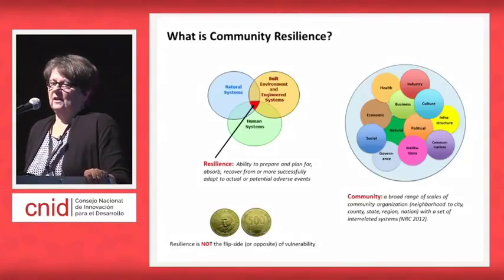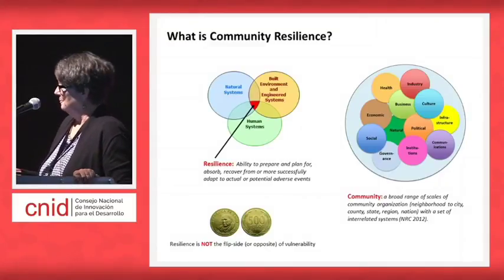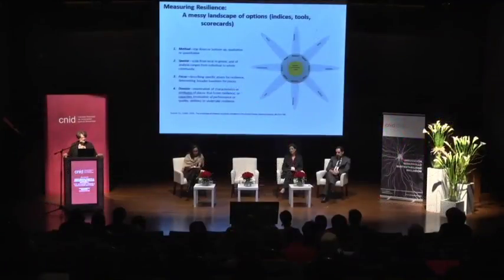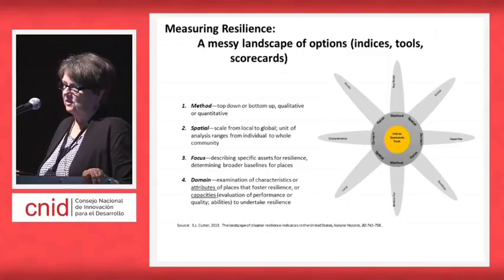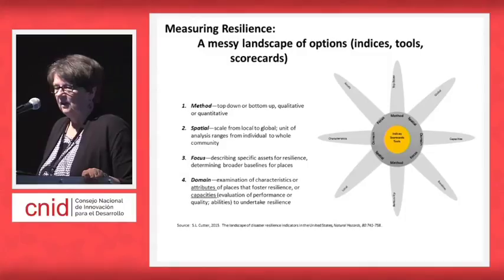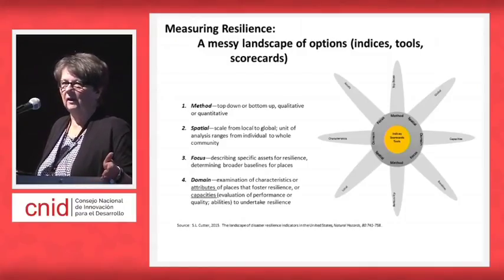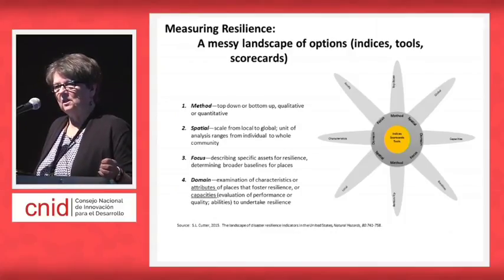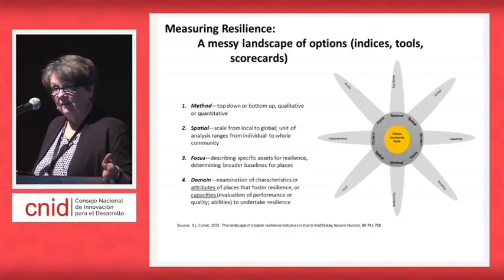The measurement of resilience is a very messy landscape, and it includes lots of different indices and tools and scorecards. And depending on which resilience measure you look at, you're going to get a very different story. Some are top-down approaches. What we heard mostly today were bottom-up type approaches. Some are qualitative, some are quantitative. Spatial scales run from everything from a local neighborhood to a whole community, to a whole nation, to a whole continent. Some have a particular focus on assets, things.